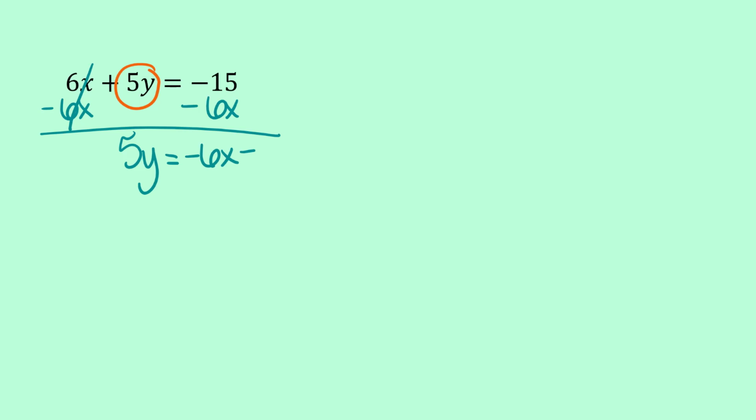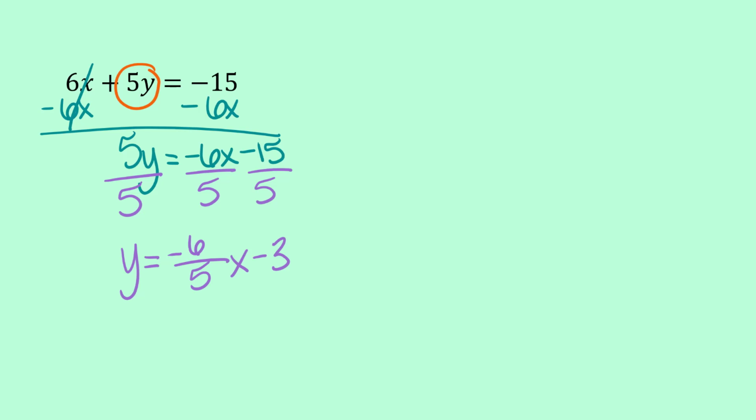Remember that 6x and 15 are not like terms. You cannot combine them. Now I'm going to divide everything by 5, and I end up with y equals negative 6 over 5x minus 3. It's really that simple. So in this lesson, we learned how to convert from standard form to slope-intercept form.